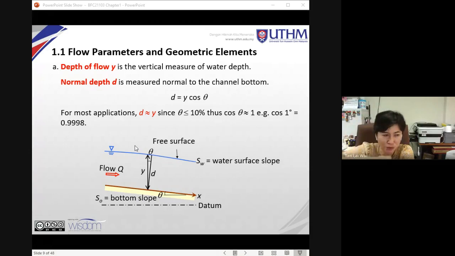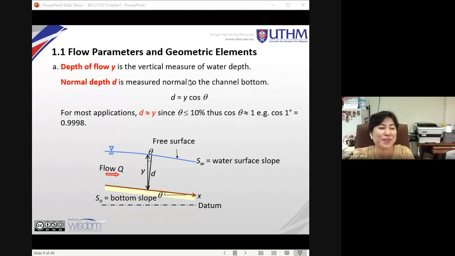However, in our hydraulics, it doesn't matter. When I use Y, it represents Y and D as well. So don't worry about that. So normally we'll just use Y lah. Why? Because in open channel flow, we'll have some assumption. That means the slope of the channel is very small. When the slope of channel is very small, D is actually Y cosine theta. When it's small, cosine theta is almost equal to 1. So therefore, D is almost equal to Y. So therefore, in our class, it doesn't matter whether it says normal depth or depth of flow, you're just going to use Y. Alright, it's the same.